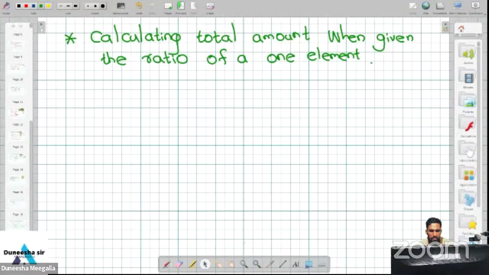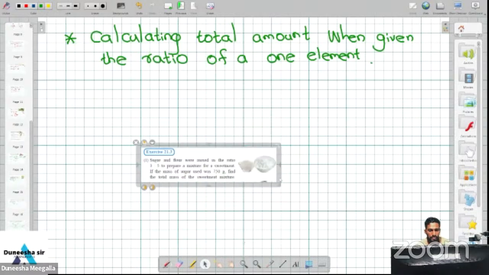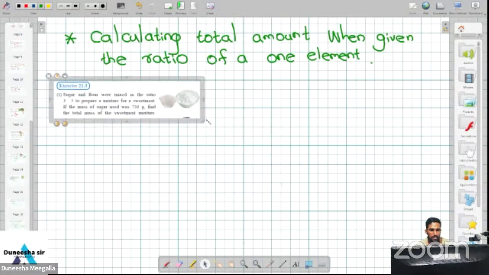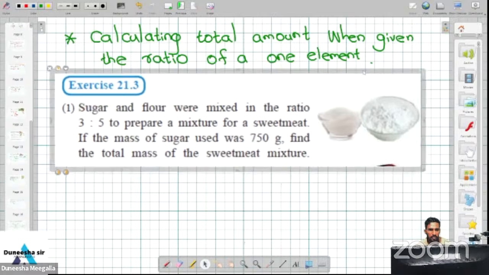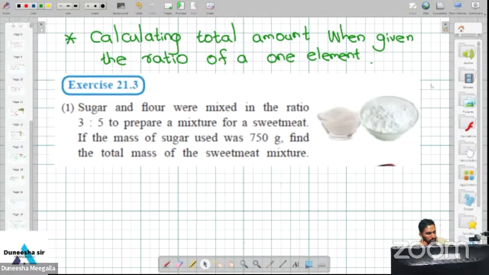I'm taking the example from exercise. Sugar and flour were mixed into the ratio 3:5 to prepare mixture of a sweetmeat. If the mass of sugar used was 750 grams, find the total mass of the sweetmeat mixture.